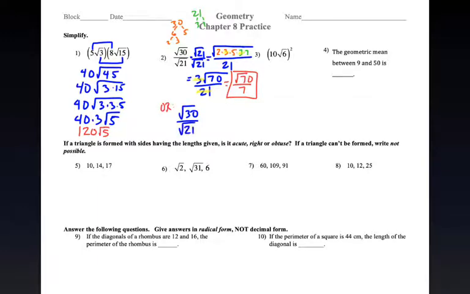Or we could have realized that 30 over 21, 3 goes into both of those 10 and 7 times. That reduces to the square root of 10 over the square root of 7. Now we just multiply by the square root of 7 over the square root of 7, and we get the same answer, but a whole lot quicker and easier.